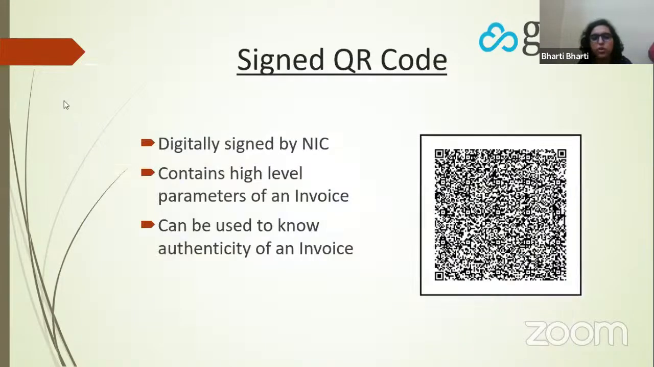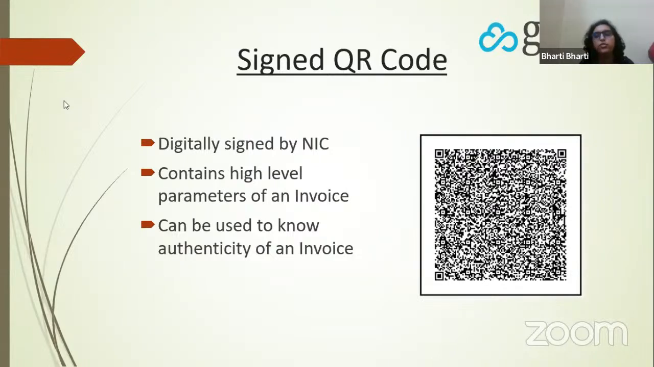Now, what is a QR code? What is the significance of the QR code in the e-invoice? It is digitally signed by NIC. It contains high-level parameters of an invoice and can be used to know the authenticity of an invoice. So the government has provided an application where you can scan this QR code and get to know whether this e-invoice is genuine.